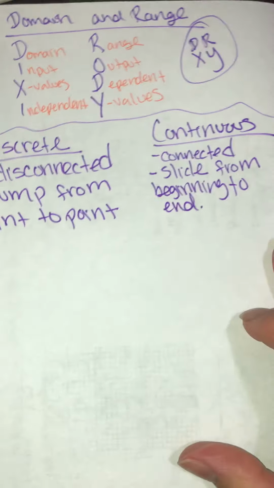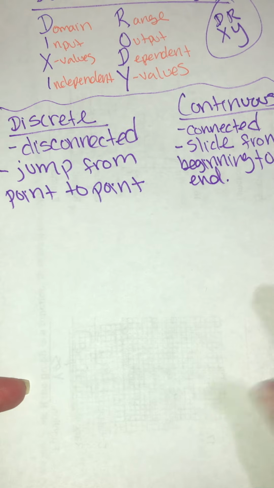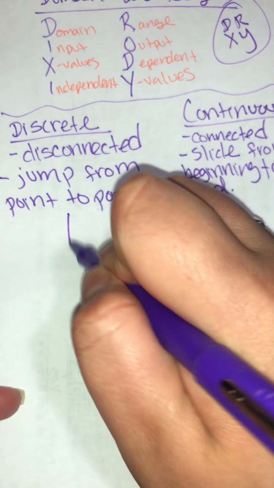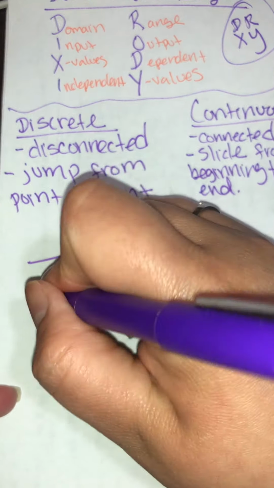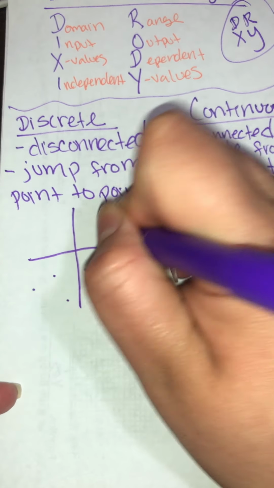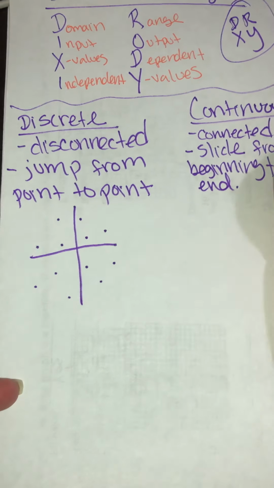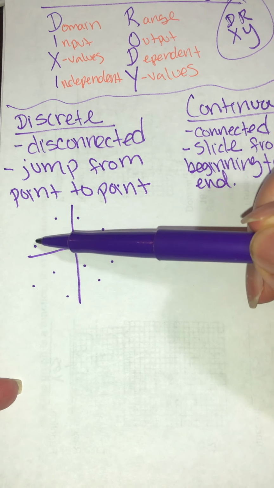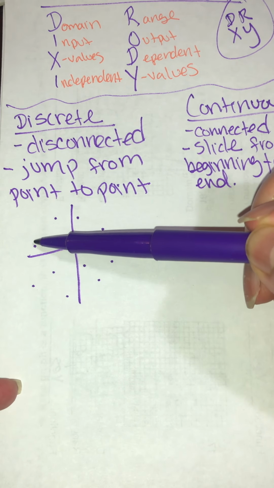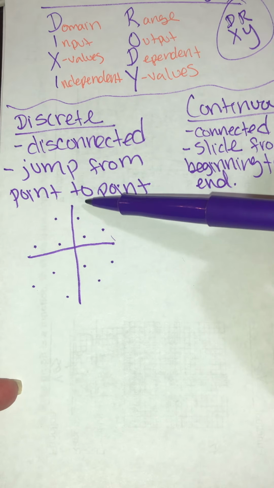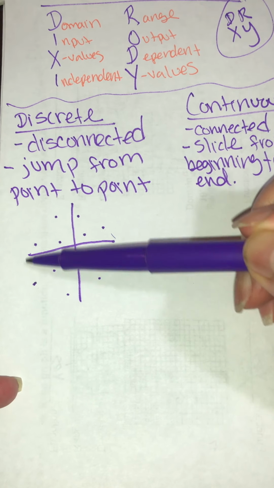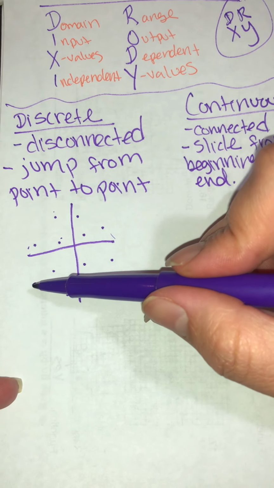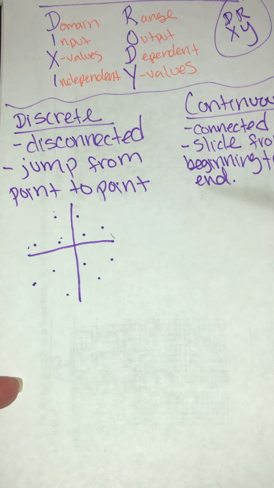All right, well, let's draw an example of what discrete would look like. So if I give you a discrete graph, you would jump. Do you see how I'm picking up my pencil to draw these points? That's discrete. To get to this point or that point, you jump. You cannot walk. There's no path. You cannot slide over there because nothing is connecting them. You jump from point to point. If you ever have to jump to get to the other part of the graph, it is discrete.